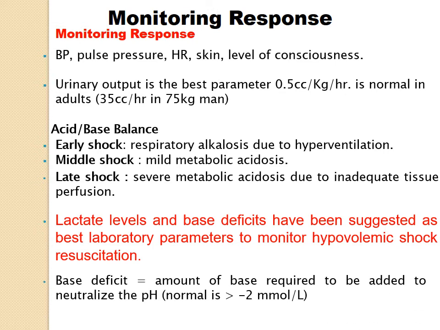So what is this base deficit parameter? It is the amount of base required to be added to neutralize the pH, and normally it is greater than -2 millimolar per liter. A base deficit indicates an excess of acid. It refers to the amount of base needed to titrate a serum pH back to normal. Healthy human arterial blood pH varies between 7.35 and 7.45.